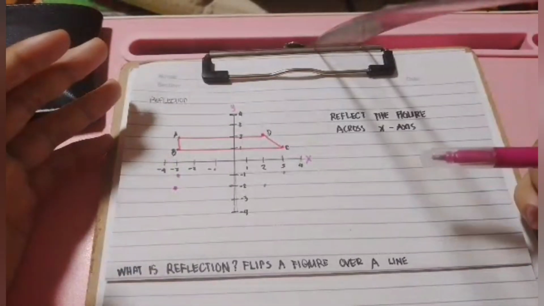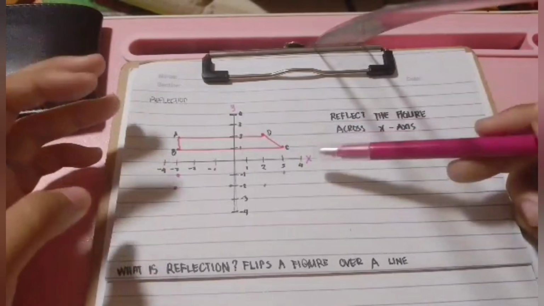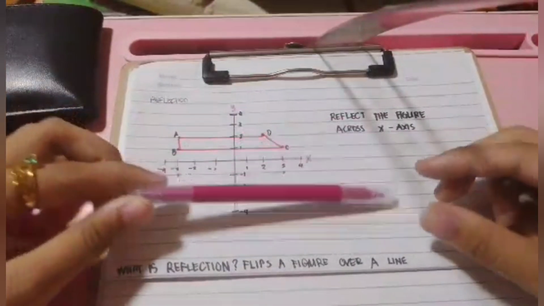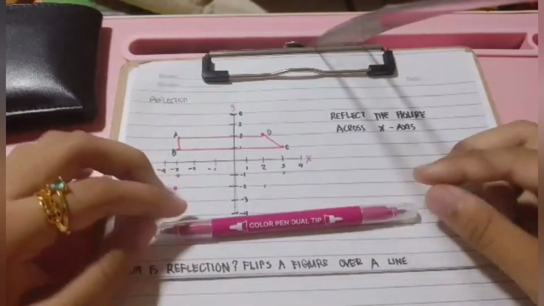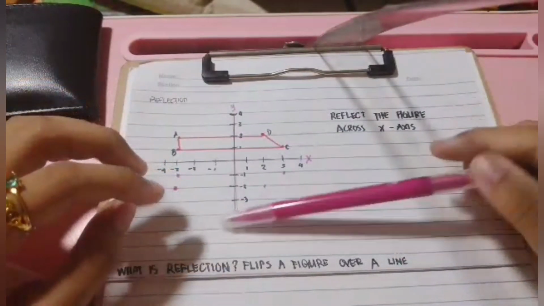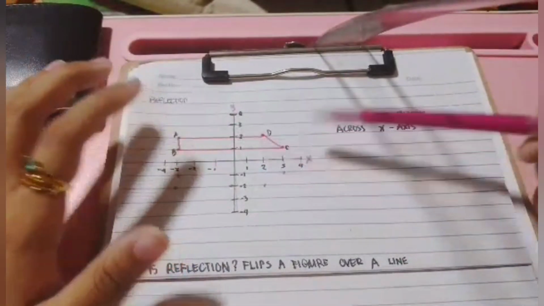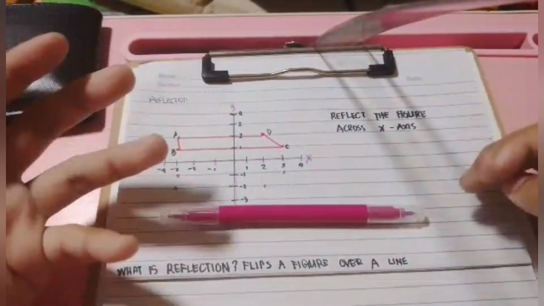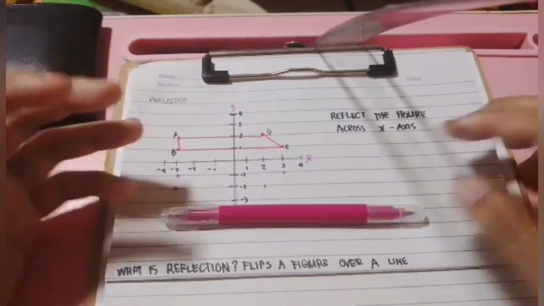Good evening, everyone. Today, I will be discussing reflection. So, what is reflection? Reflection flips a figure over a line. So, this is the figure. And then, how are we supposed to reflect it? It is similar to a mirror.